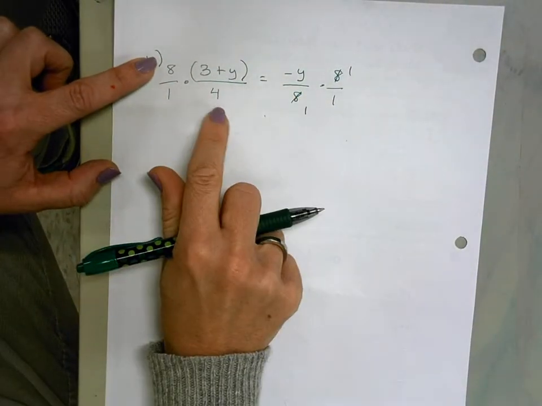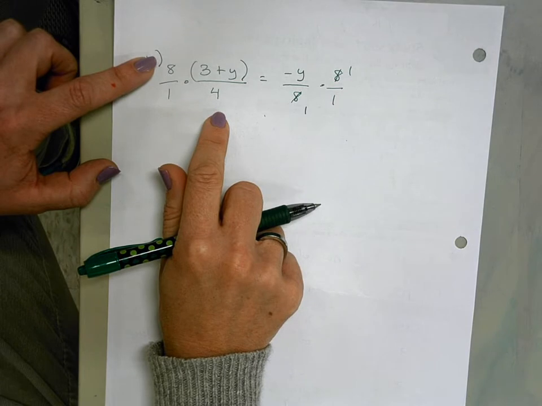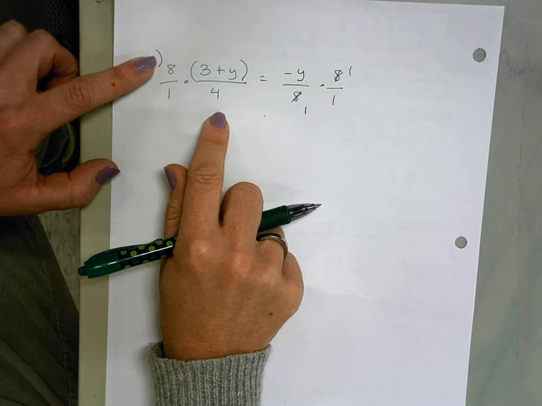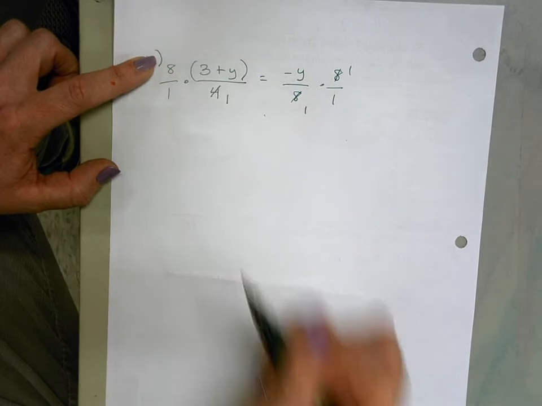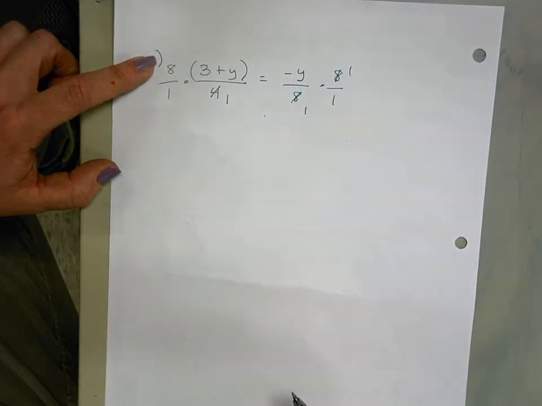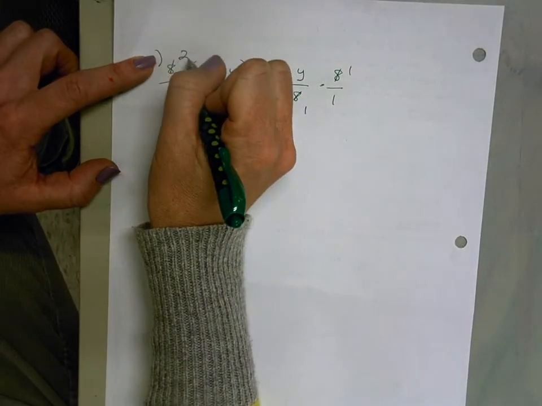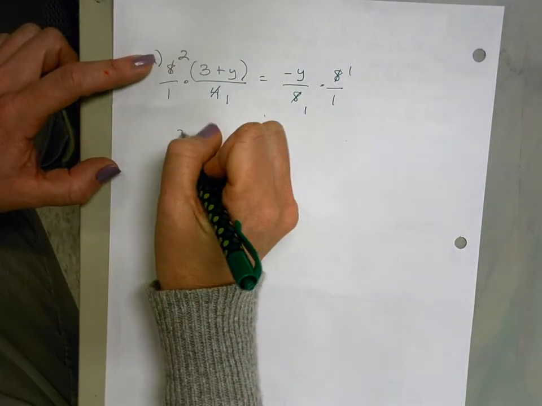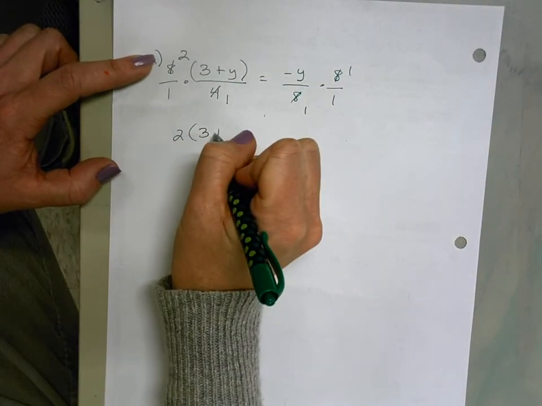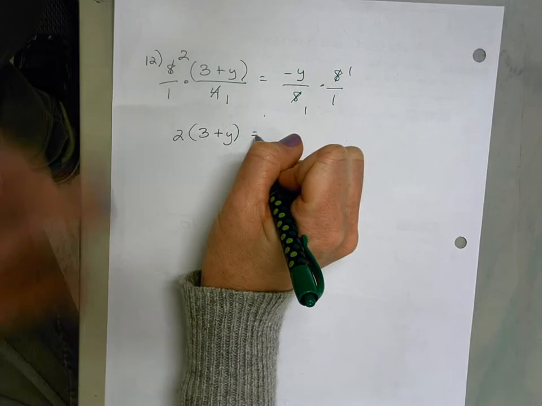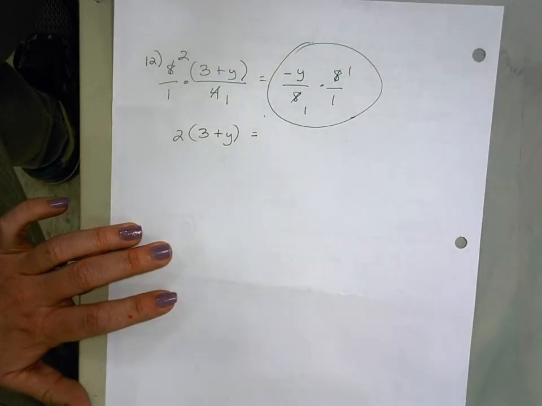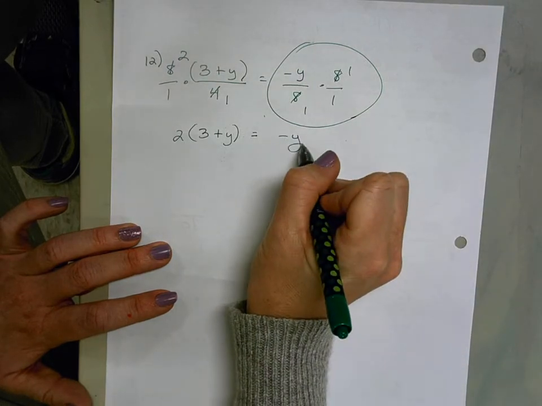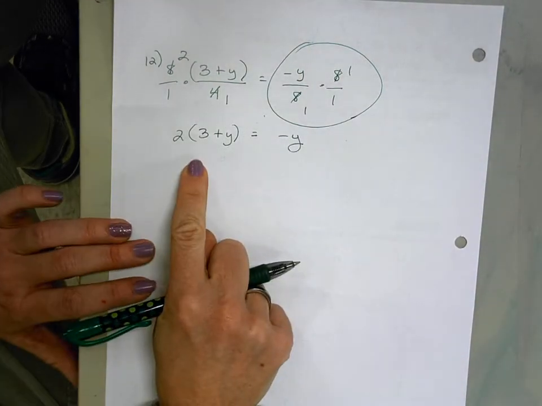And on the left, what's going to happen to the 8 and the 4? Yeah, we can divide by 4. And what is 8 divided by 4? Noah? 2. 2. So let's rewrite what we have now. We have 2 times the sum of 3 plus y. And now on the right, all that we have left is what? Negative y. Awesome. So now today we talked about distributive property.